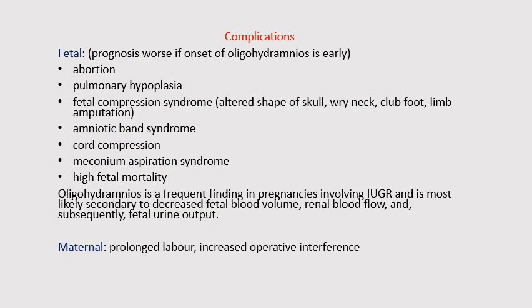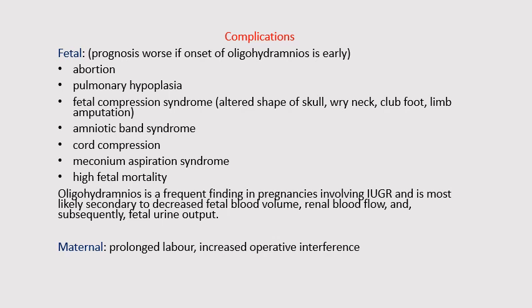Now, complications. Fetal prognosis is worse if the onset of oligohydramnios is early. So we may come across complications like abortion, pulmonary hypoplasia, fetal compression syndrome, such as altered shape of the skull, wry neck, clubfoot, limb amputation, amniotic band syndrome, umbilical cord compression, meconium aspiration syndrome. So all these add up to high fetal mortality.